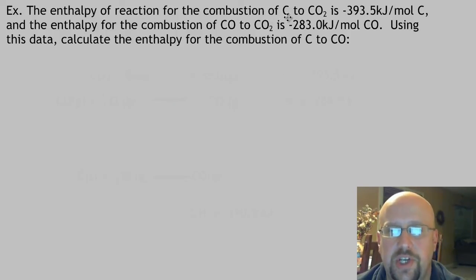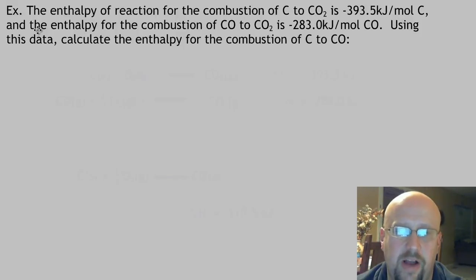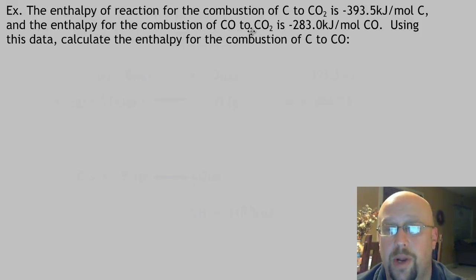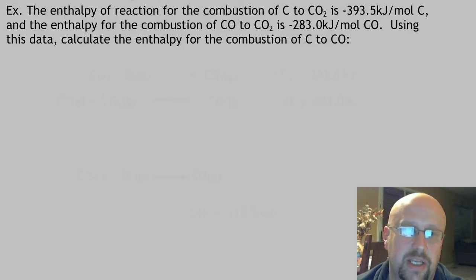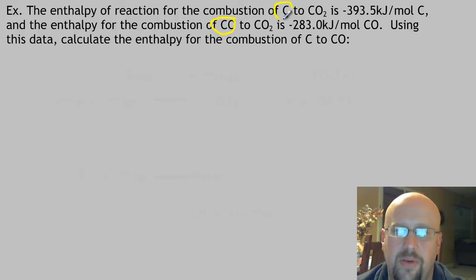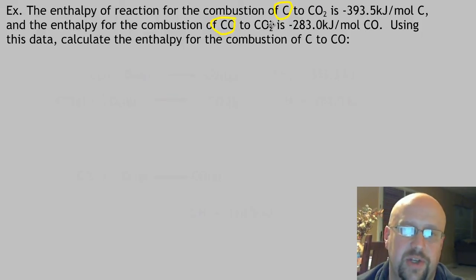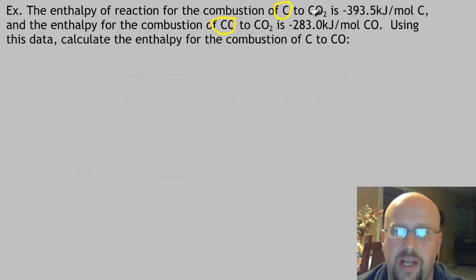Enthalpy of reaction for the combustion of carbon to carbon dioxide is given here, negative 393.5. Enthalpy for the combustion of carbon monoxide to carbon dioxide is negative 283. And then it says, using this data, calculate the enthalpy for the combustion of carbon to carbon monoxide. So in other words, I'm trying to get to this, and I'm starting with this, but I'm going to take some intermediate steps because I've got some other information. So real quick, let's write down all of this information that's here in the problem.